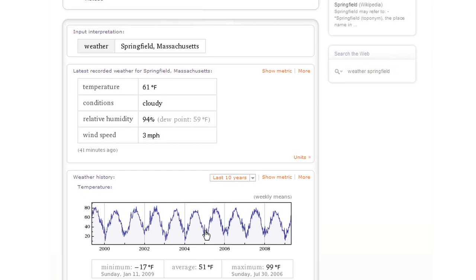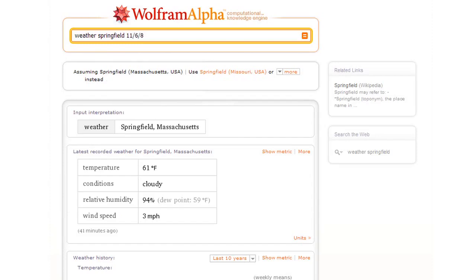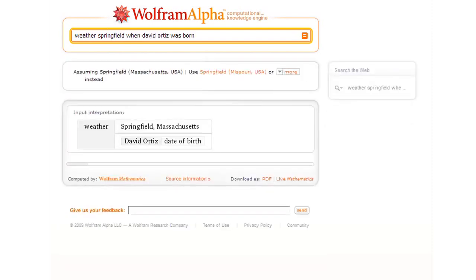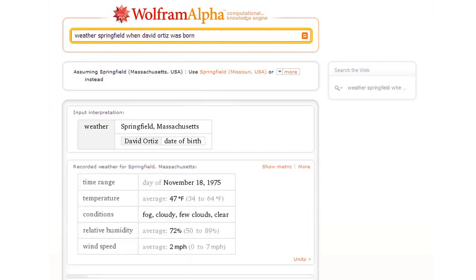Let's try asking a more specific question. How about the weather in Springfield on 11/6/89? It knows I'm in the US, so it interprets that date as a month, day, year date, and gives us the result here. Let's try something even more complicated. Let's ask the weather in Springfield when David Ortiz was born. So Wolfram Alpha will have to think for a little while, but then there it gives us the result.